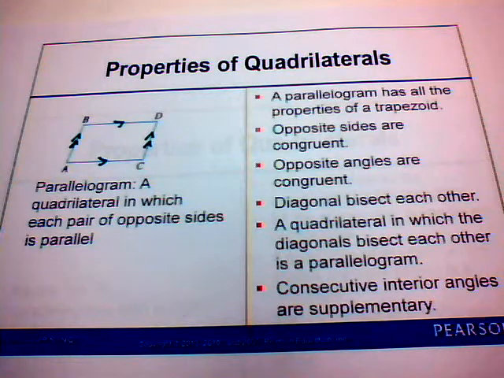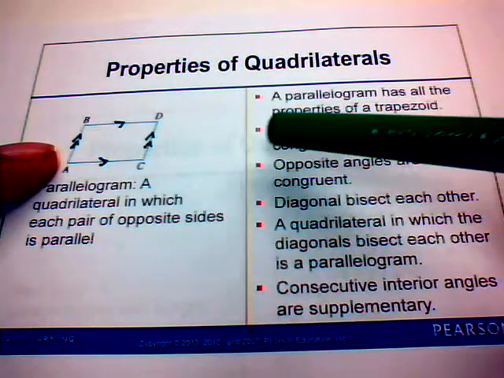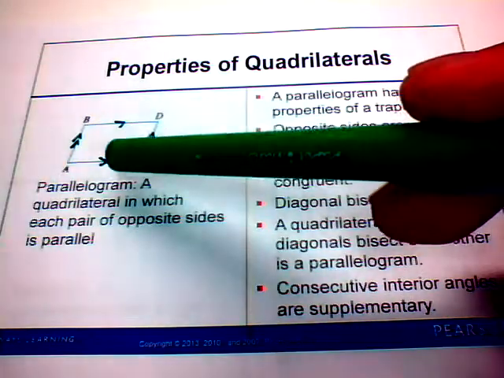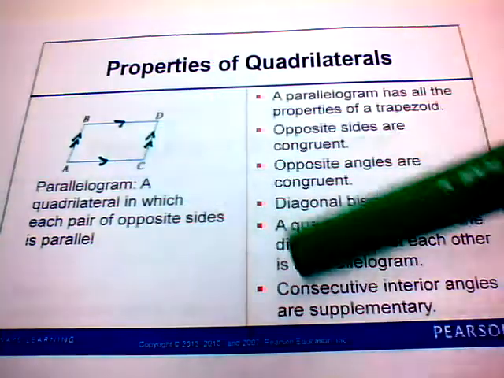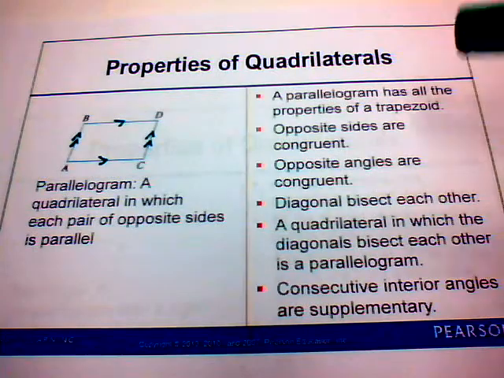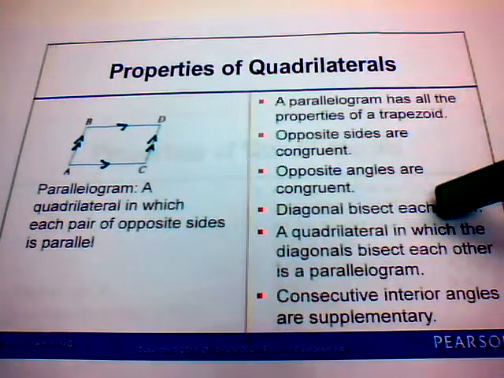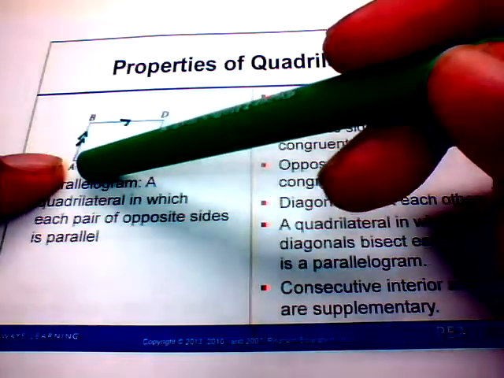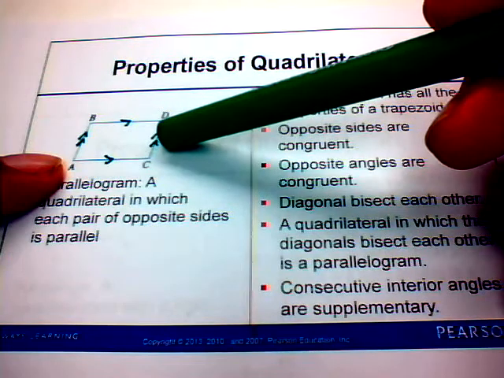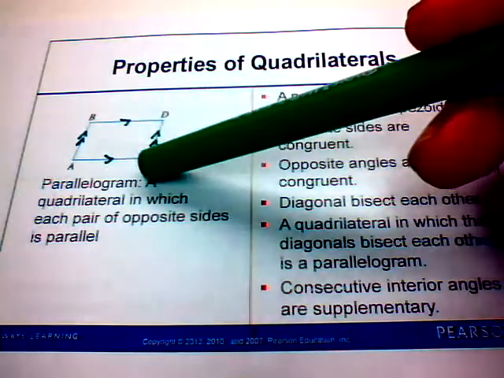Also, your opposite sides are going to be congruent. In other words, side AB is congruent to side CD. Similarly, side AC is congruent to side BD. Opposite angles are congruent. Angle A will be congruent to angle D. Also, angle B will be congruent to angle C.